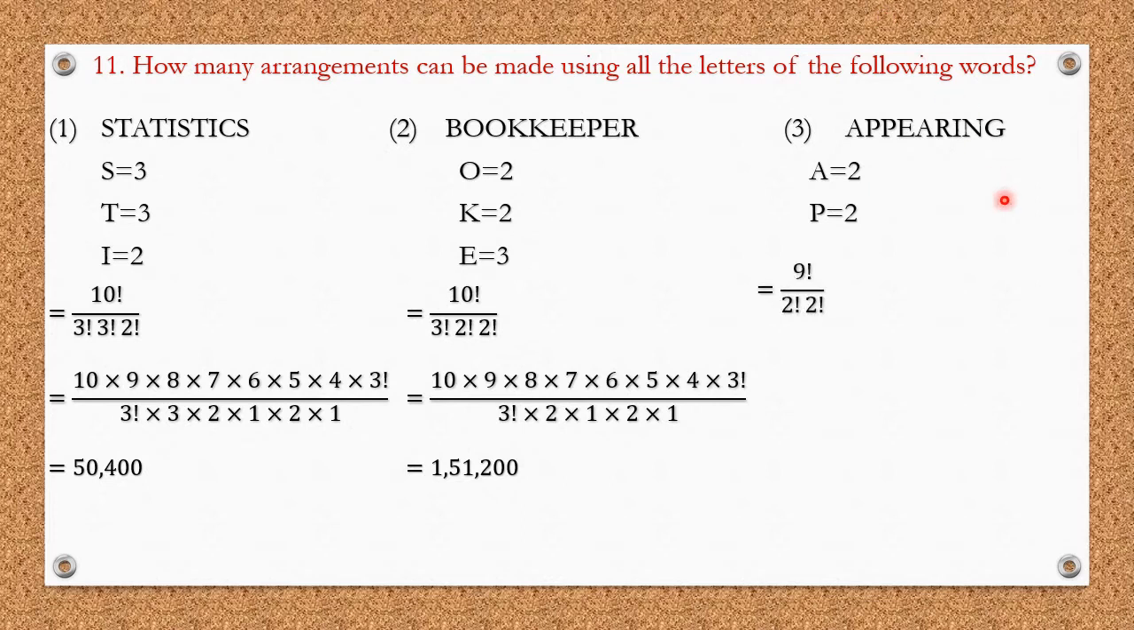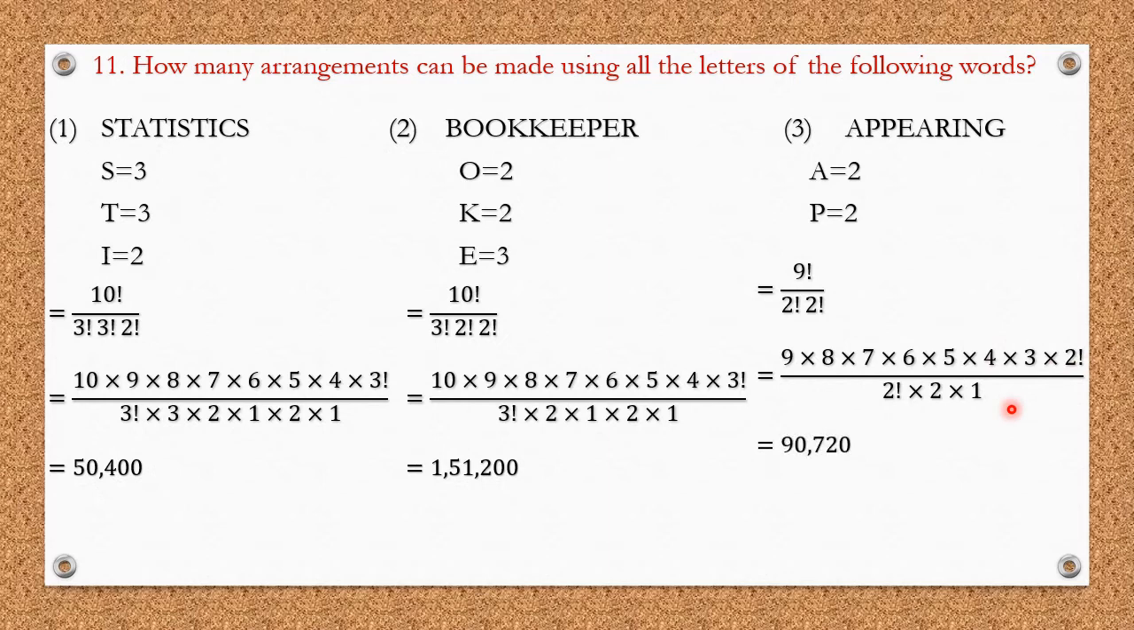So 9 factorial, because 9 characters are there, divide by 2 factorial into 2 factorial. So 9 up to 2 factorial, divide by 2 factorial into 2 into 1, multiply all these values and then divide by these values, you get the answer 90,720. So my dear students, when the characters have been repeated in the word, you divide those repeated characters' factorial values from the total character factorial value. That's your method of solving this.